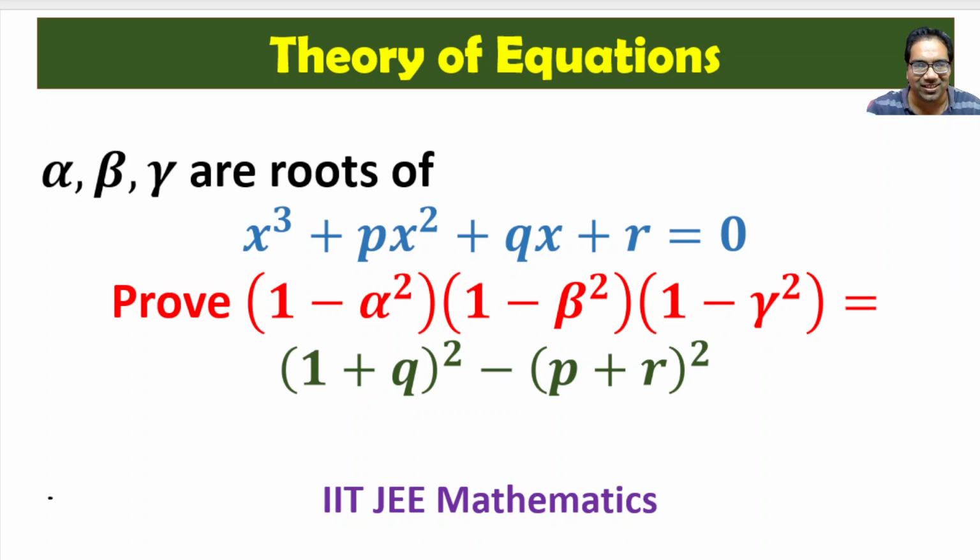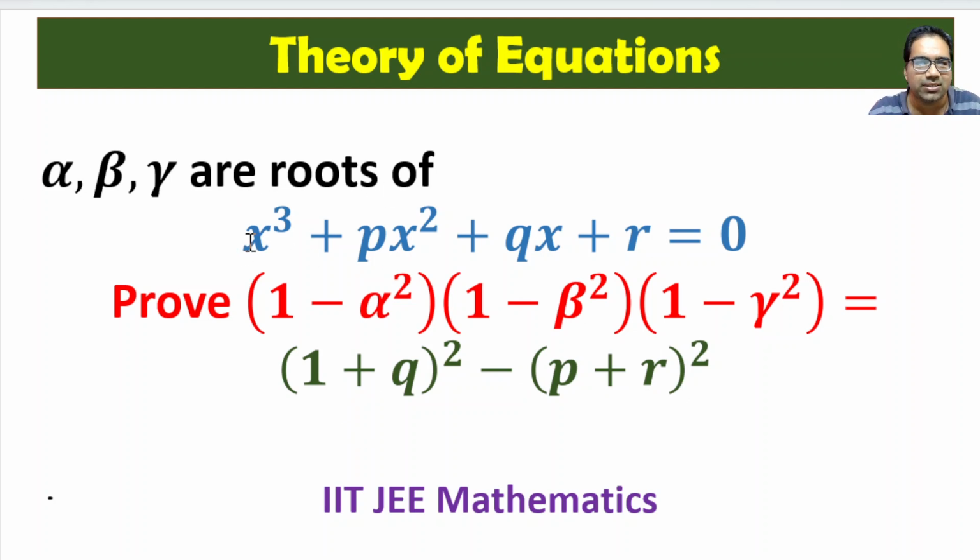Hey friends, here we are given alpha, beta, gamma are roots of x cube plus px square plus qx plus r equals 0. This is a cubic equation. Then we have to prove (1 minus alpha square)(1 minus beta square)(1 minus gamma square) equals (1 plus q) whole square minus (p plus r) whole square. Right.